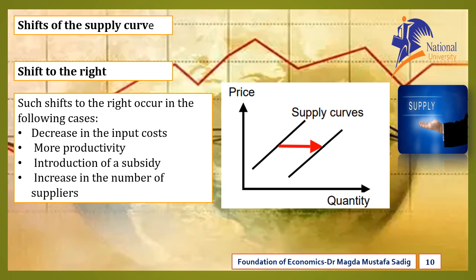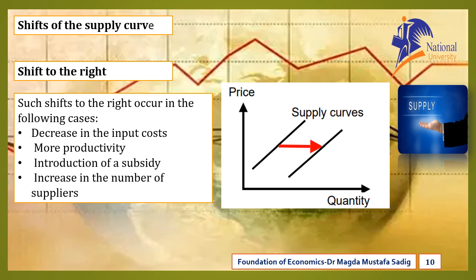Shift of the supply curve. When we talk about the supply curve shifting, we mean that the entire relationship between price and quantity supplied changes. Not just moving along the supply curve, but the curve itself moving to the right, increase in supply, or to the left, decrease in supply. So let us focus in this slide on shift to the right, which means suppliers are willing and able to offer more goods at the same price.